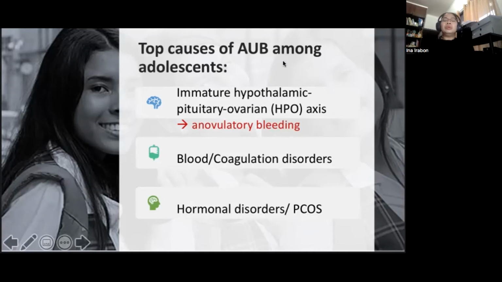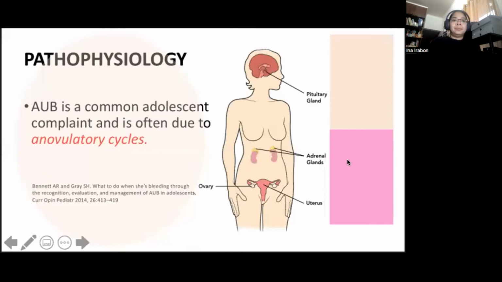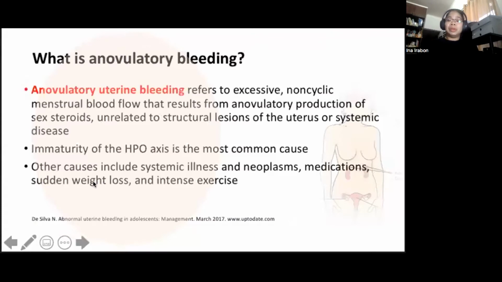So many gynecologists fall into a trap of just labeling these patients as having immature HPO axis or anovulatory bleeding. But what I always remind other gynecologists is to rule out blood or coagulation disorders first, before labeling these patients as having just an immature HPO axis. As I've already mentioned, anovulatory bleeding due to immature HPO axis is the most common cause of AUB among this age group. And what is anovulatory bleeding?